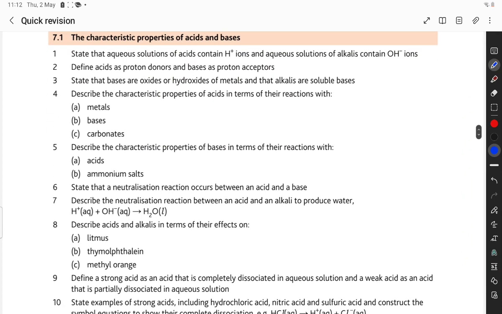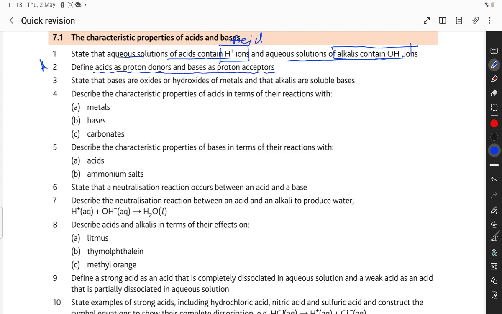Acids and bases. This is very important: aqueous solutions of acid contain hydrogen ions, this is the definition of acid, and aqueous solutions of alkalis contain OH ions. Which ions are present in alkali solution, which ions are present in acid solution? This is an acid and this is an alkali or base: hydroxide ions. Define acids as proton donors. Hydrogen ion is also known as a proton, so you should know to define acid as a proton donor. This definition is very important.